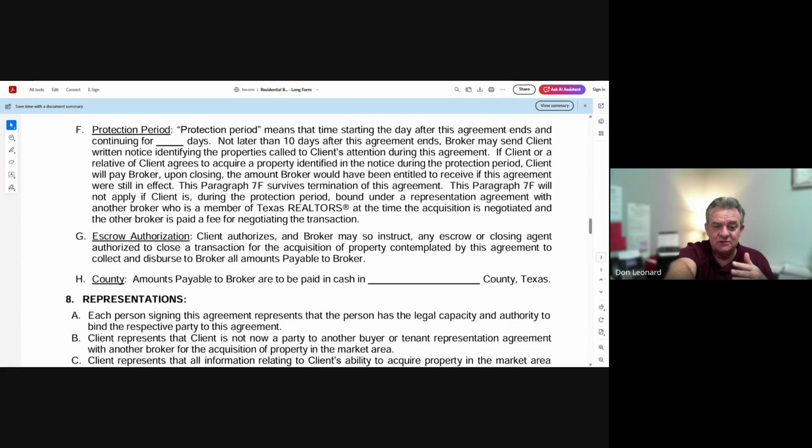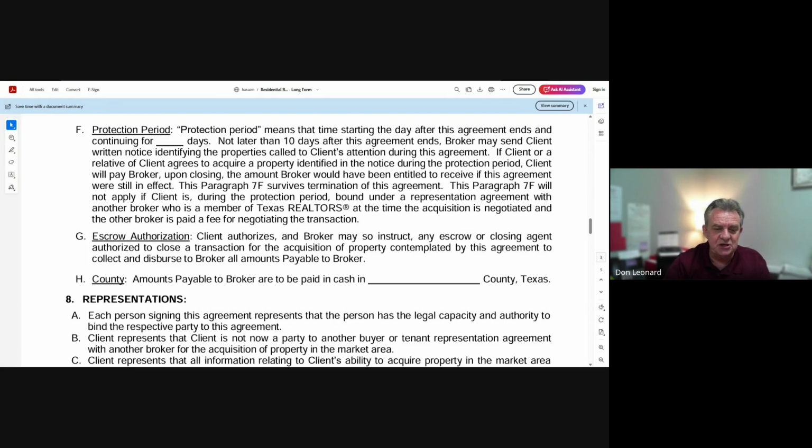So, and you see it there, it's in those last couple of sentences. This paragraph 7F will not apply, which means it's worthless, if the client is, during the protection period, bound under a representation agreement with another broker who is a member of the Texas Realtors at the time of the acquisition, is negotiated, and the other broker is going to be paid a fee. So if they've gone with another agent who is a realtor, by the way, and signed an agreement with them, our agreement is gone. It's worthless. The listing agreement says the same thing.